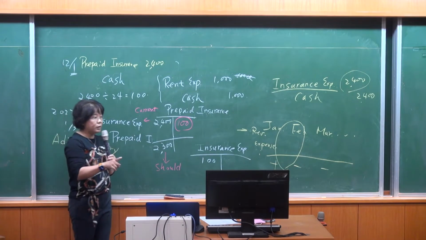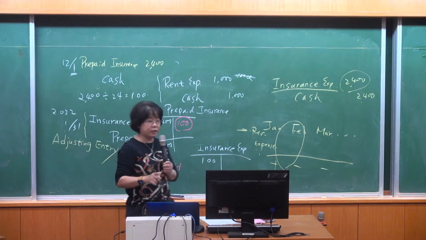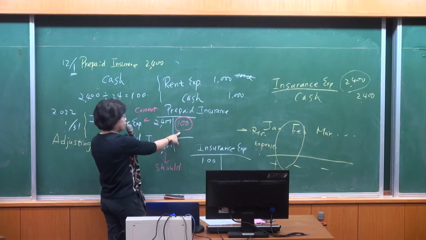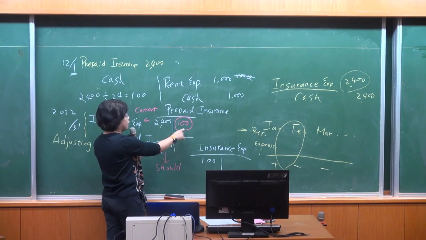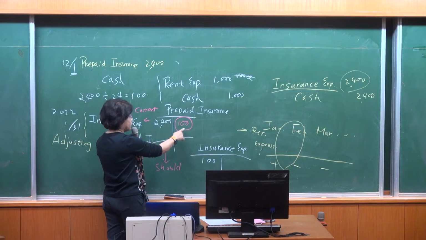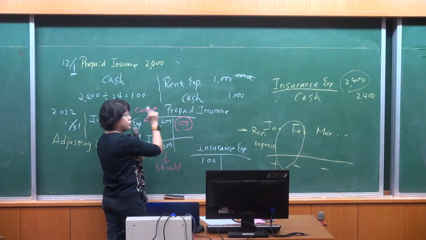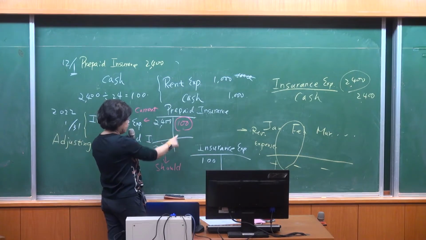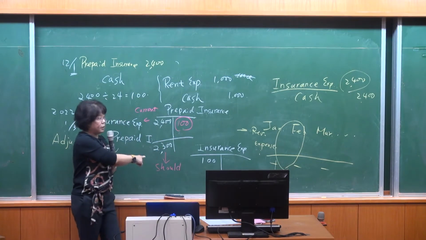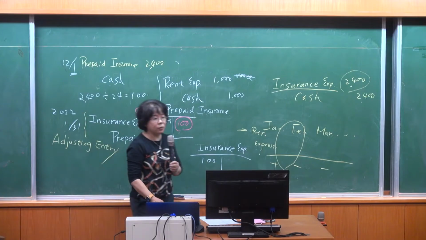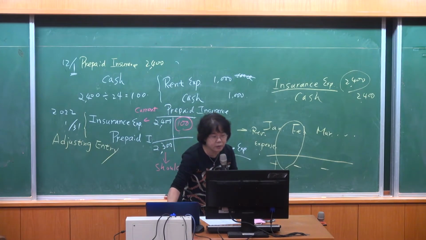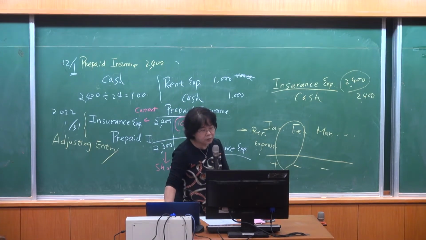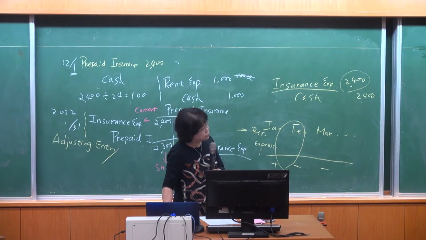So step 3, record an adjusting entry. If you do not do the adjusting entry, then it will not post to here. So definitely you need the adjusting entry after the posting, then you have the updated balance here. So the adjusting entry is very important. Here's something I need to remind you.